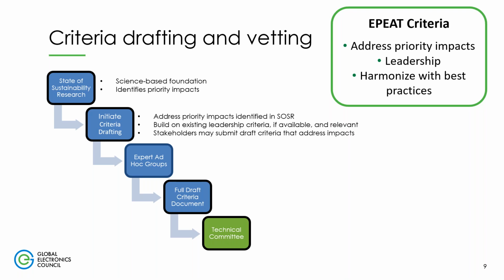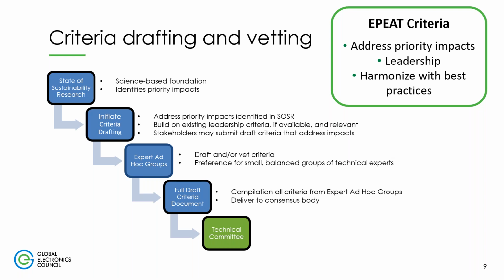The charge of the expert ad hoc groups is to provide expert input, deliberate, and reach agreement on the approach and language of draft criteria. In situations where there's no available or insufficient draft criteria, the expert ad hocs may be tasked with actually drafting criteria. So that's a possibility as well, but certainly deliberating and modifying draft criteria. Now, the criteria from each ad hoc group are then compiled into a single draft criteria document, and this is what's submitted to the technical committee, the consensus body, for deliberation.